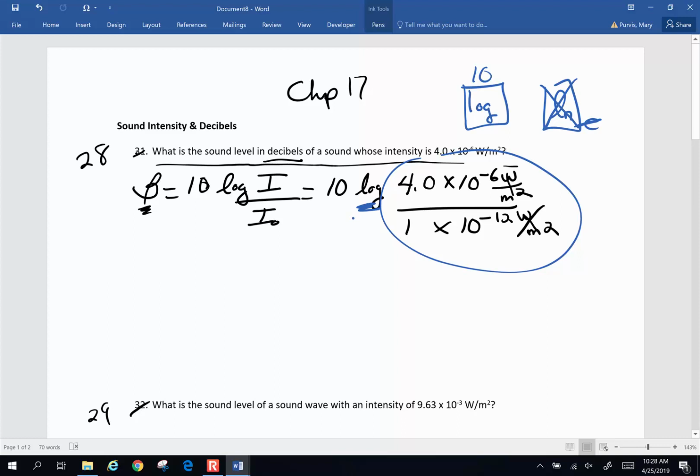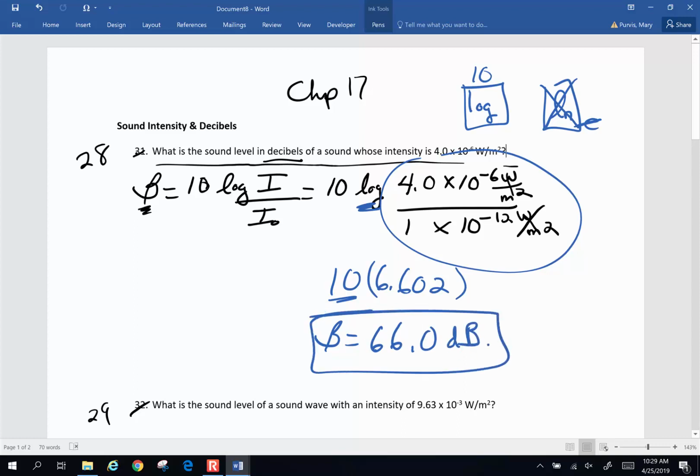When I do that, I end up with 6.602. Now, I still have to multiply that times 10, and that 10 takes it from being in bels to being in decibels. So multiply that by 10, and I end up with an answer of 66.0 decibels. Now you might wonder, where do the units decibels come from? Because these units just cancel out. That's just the unit that is put on sound level, and they kind of magically appear when you do this equation. So that is how you find those.